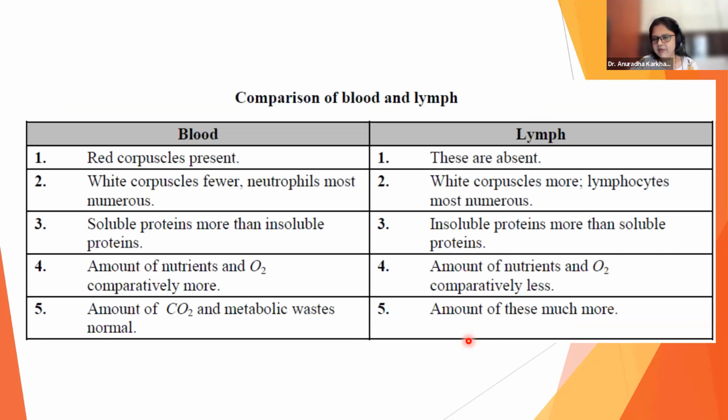Blood और lymph का comparison दिया है. RBCs present, these are absent. WBCs are less. Neutrophils most numerous. WBCs more. Lymphocytes are more numerous. Soluble proteins more than insoluble proteins. Insoluble proteins more than soluble proteins. Amount of nutrients and oxygen is more. Amount of nutrients and oxygen is less. Rather, CO2 is more, I would say. Amount of CO2 and metabolic waste is normal. Here there is much more amount of CO2 and metabolic waste present in the lymph.